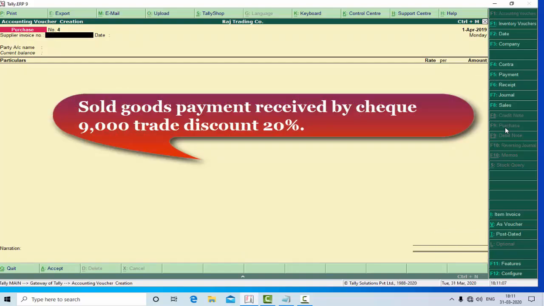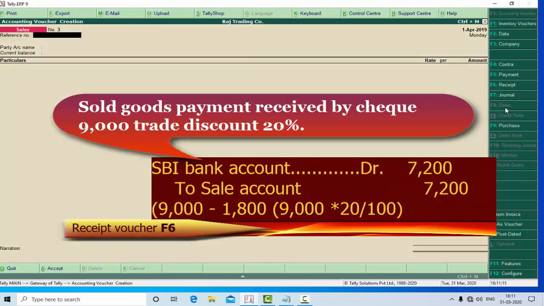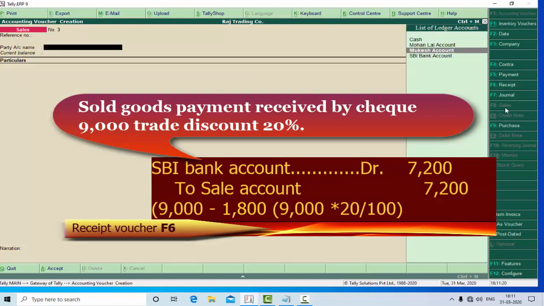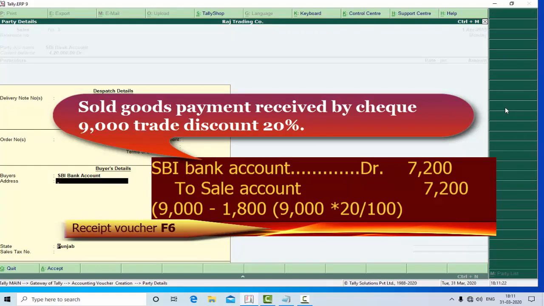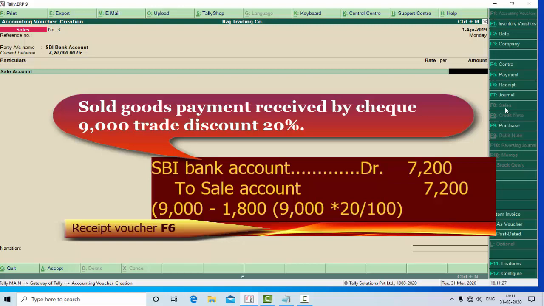So next entry: sold goods, payment received by check 9,000, trade discount 20%. A similar entry will be recorded in the sale voucher. Bank will be debited because the amount is received by check, and credit the sale account. The sale amount is 9,000 but the trade discount is 20%, so deduct the trade discount, that is 1,800. After deducting the 1,800, the 7,200 amount will be added here.